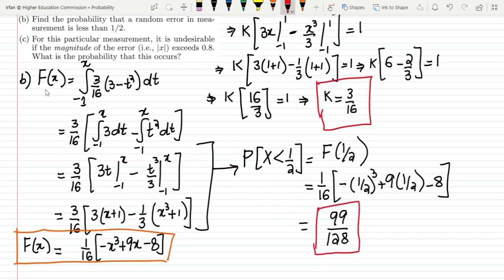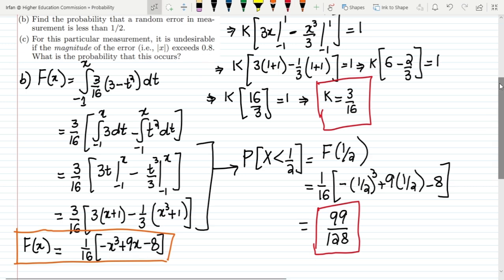Okay, so you have seen that I have found f of x, and on the basis of it I have found the answer. Now part C of my question is: for this particular measurement it is undesirable if the magnitude of the error x, the absolute value of x, exceeds 0.8. What is the probability that this occurs, that x exceeds 0.8?